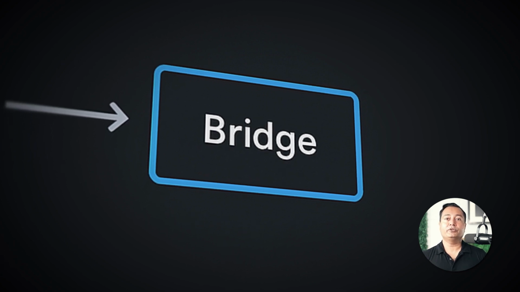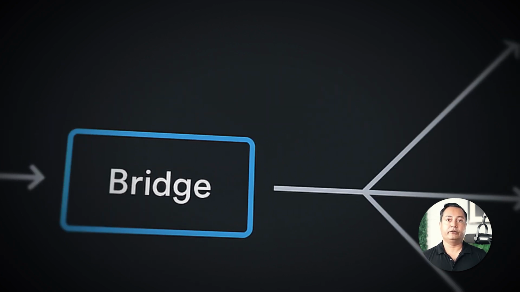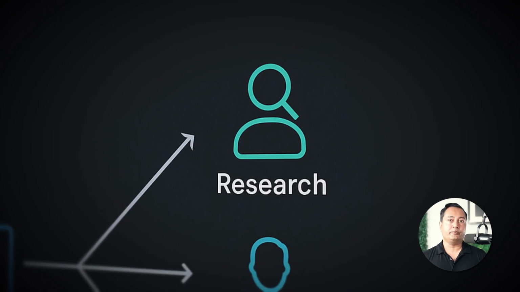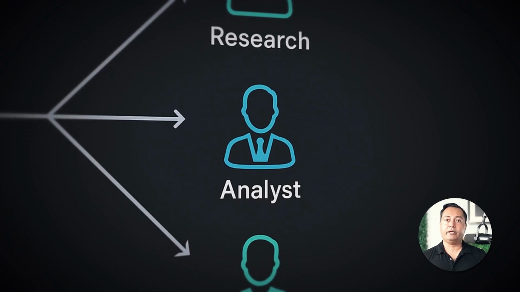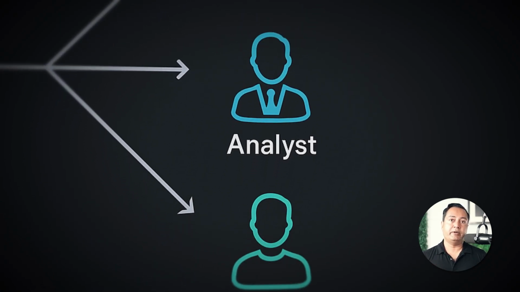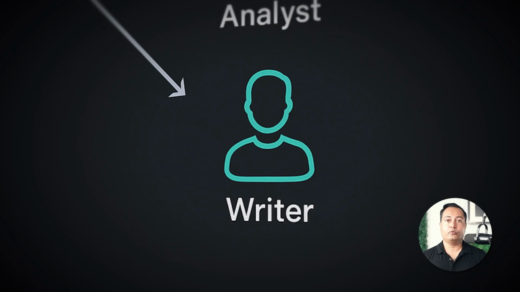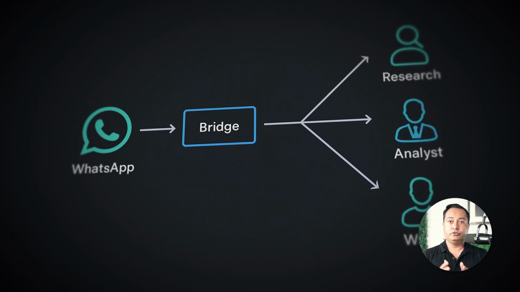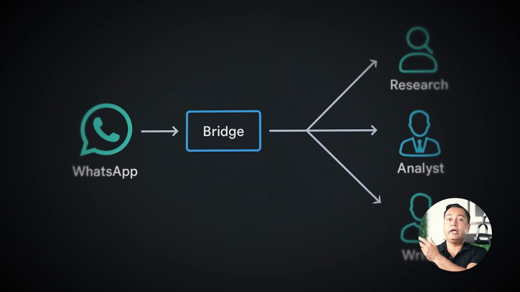Piece 3, OpenClaw. That's the agent orchestrator. It receives your message from the bridge, figures out which agent should handle it, gets the answer, and sends it back through the bridge to your WhatsApp. WhatsApp to bridge to orchestrator to agents, and back to you. That's it. Let's build it.